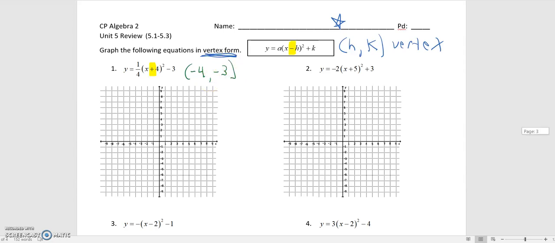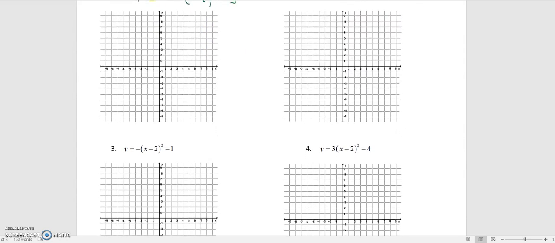If I look at another example, again, just identifying the vertex real quick, please remember that this one has a minus on the inside. So that means when it comes to my vertex, I'm going to actually be +2, +2, and then the y value will be -1. Once you find that vertex, you can go ahead and graph that.